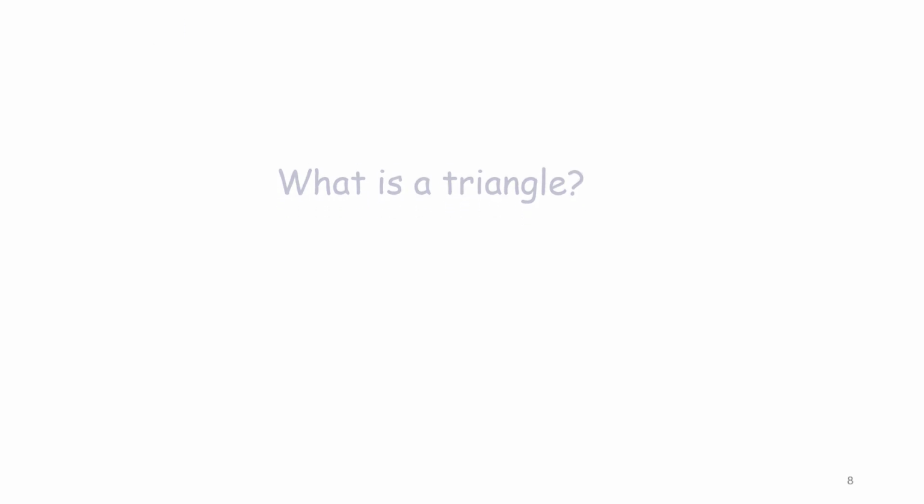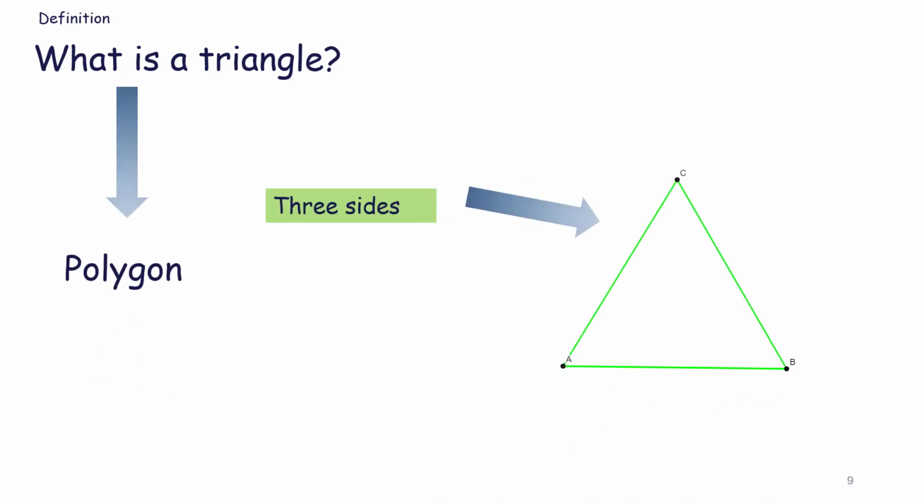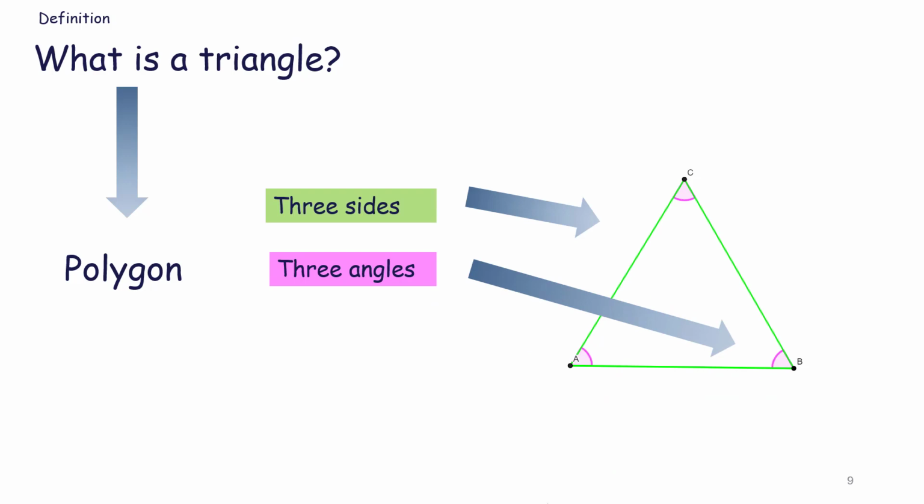So what is a triangle? Well, we know it's a polygon with 3 sides, 3 angles, and 3 vertices. Do you still remember what a vertex is? When 2 lines meet, that point is a vertex.